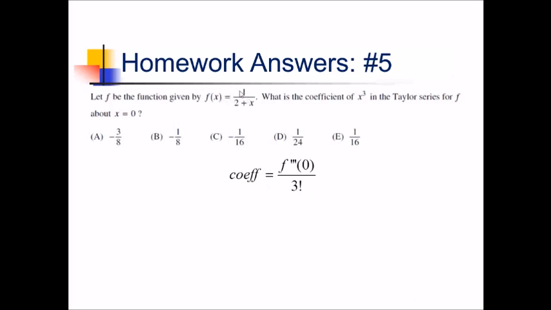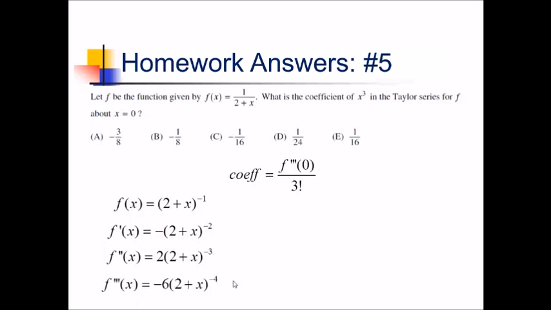Well, let's just rewrite the f function to make this a little easier to take repeated derivatives. I'm going to write this as 2 plus x quantity to the negative 1 power. And now I can just use my power rule over and over again. So the first derivative is going to be negative all of this to the negative 2nd power. The second derivative, I'm going to have positive 2 times all this to the negative 3rd power. And we need to go one more time. Third derivative, I've got negative 6 all of this to the negative 4th power.